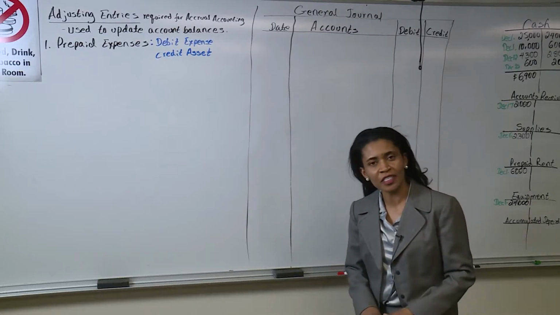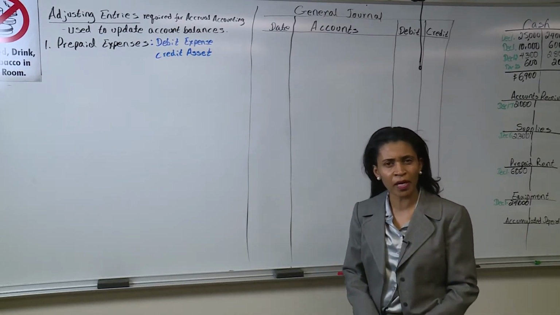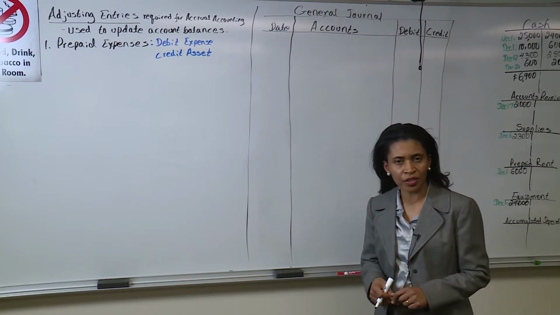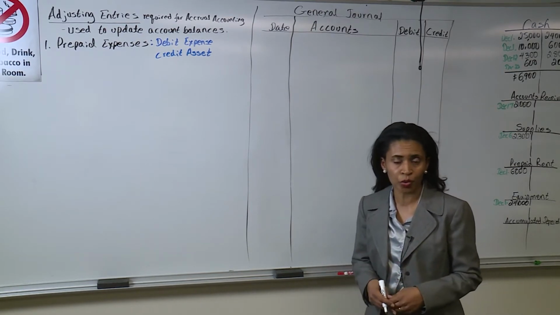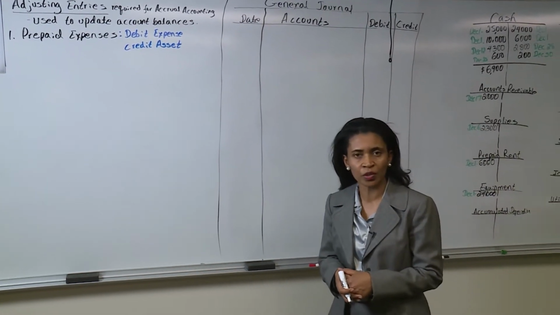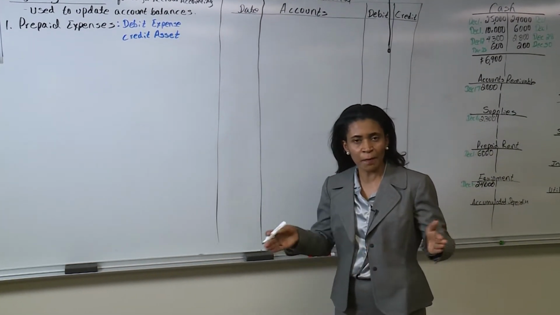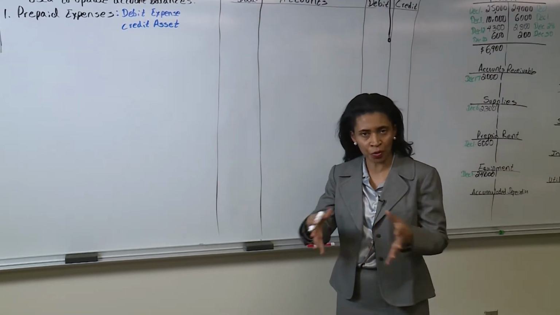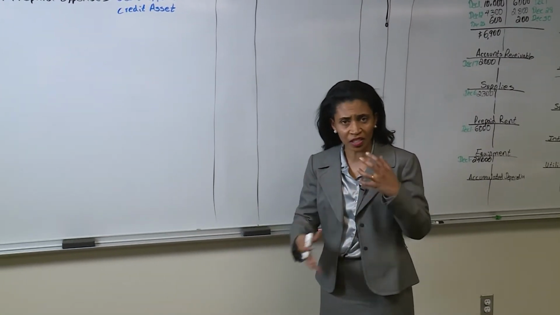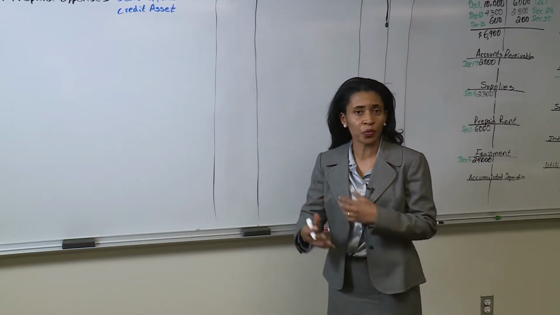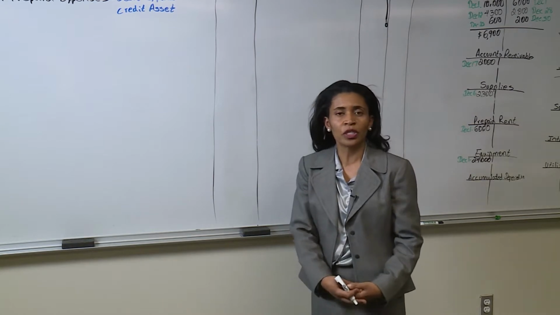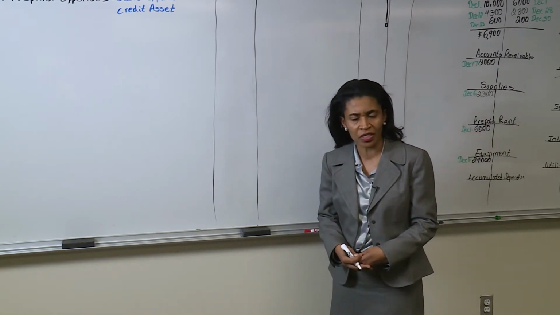Hi there. In this part of our discussion, we're going to talk about adjusting entries. Now, what is an adjusting entry and why do we need to do adjusting entries? The reason we need to do adjusting entries is because between the time that we were working until the end of the year, there are some transactions that are happening, but we didn't record them. So this is our opportunity to record those internal transactions.